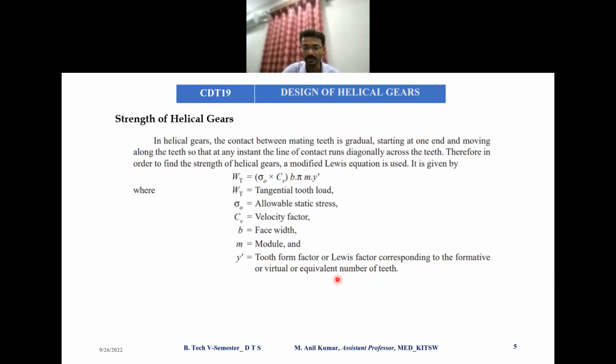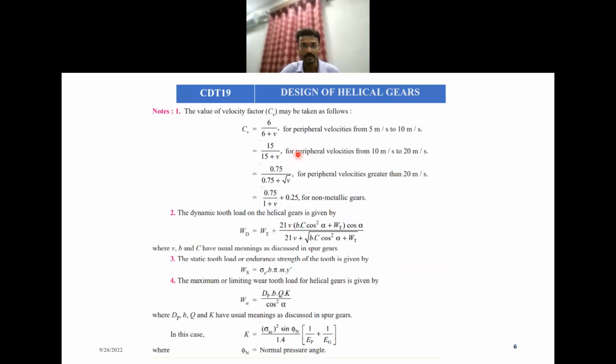Formative, virtual or equivalent number of teeth is obtained by drawing an elliptical cross section over the cylinder surface and taking the radius from the minor axis center. We will draw that at a later stage. We shall discuss it in the classroom.